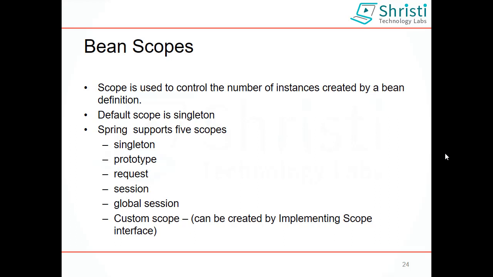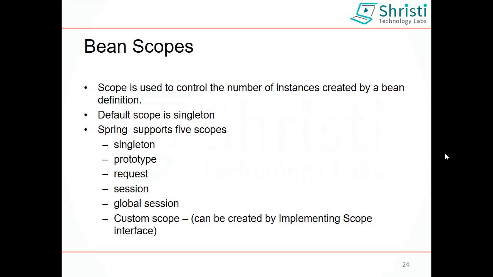What if there is a scenario wherein you need multiple instances of the same class? Here comes the use of scope. So, scope by definition is used to control the number of instances created by the IOC container based on the bean definition. The default scope is singleton.